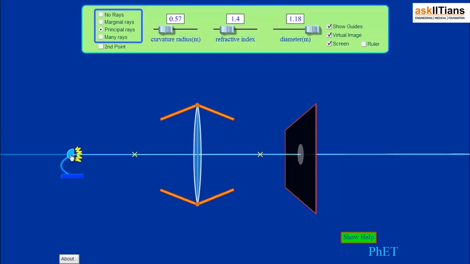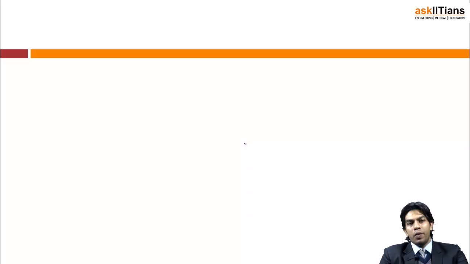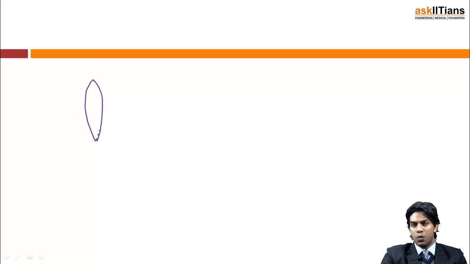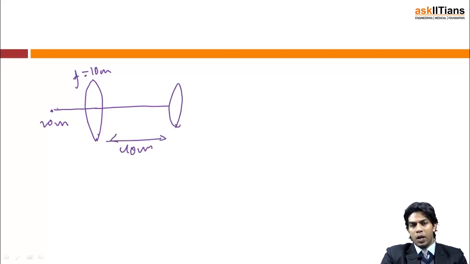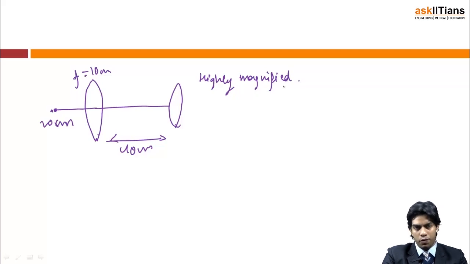So let's get on with the lecture. Now we'll work out a particular problem based on this. Let's say I have a lens over here whose focal length is 10 centimeter, and there's an object placed at 20 centimeter from the lens, and there's another lens which is placed at 40 centimeter from me. So when the object is placed at 30 centimeter, what I observe is I end up getting a highly magnified image. So I will write down what I observe. That is the highly magnified image, the most enlarged version of the object.